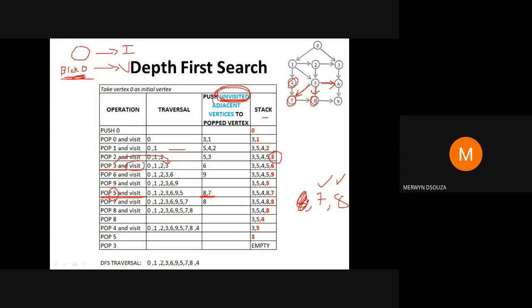Because here we need to push only the unvisited vertices, I am not writing 6, although it is adjacent. Please note, since 6 is adjacent but already visited, I do not include it here. I write only the unvisited vertices, which are 7 and 8. So I push them both and now you get 7 as the top of the stack.